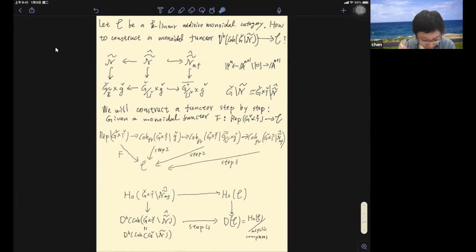And then we'll construct, with this in mind, the functor as follows. So first, we'll assume that we have monoidal functors from representation G check times T check to C. This is a reasonable assumption because if we can construct such functors, then because this quotient n tilde mod G check is the same as this one, you will get a functor from rep G check times T check to C. So therefore, we just first start with this.